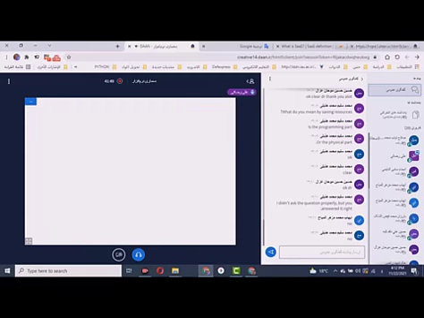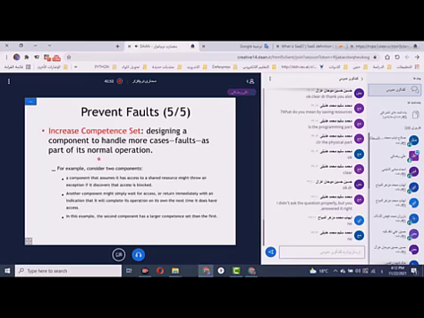Okay, let's go to the next slide. Increase competence set. Increase competence set. Okay, everyone, please read this slide quickly. Quick, please read it.